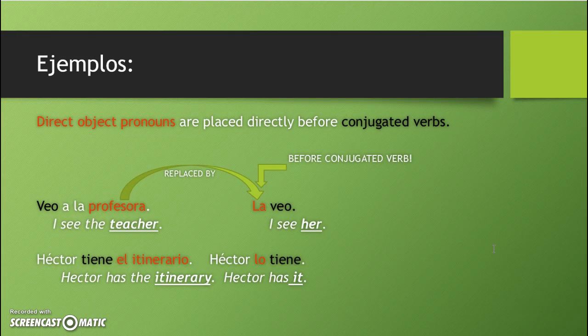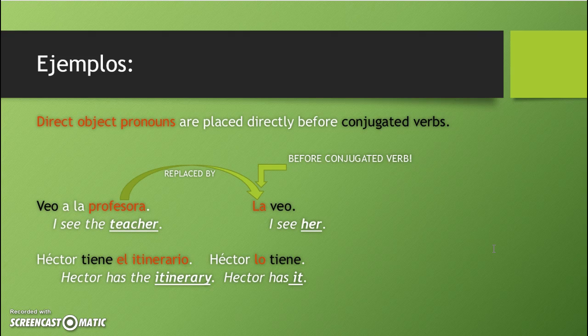Tengo unos ejemplos aquí para ustedes. So direct object pronouns are placed directly before conjugated verbs when I'm forming my sentence in Spanish. Por ejemplo, veo a la profesora. La veo. So if I say I see the teacher, and this teacher happens to be a female, if I just simply want to say I see her, I'm going to start with my direct object pronoun la, which is replacing profesora, and veo, I'm going to keep my conjugated verb the same as I had in my previous sentence. Notice how much shorter that is. Veo la profesora, la veo.